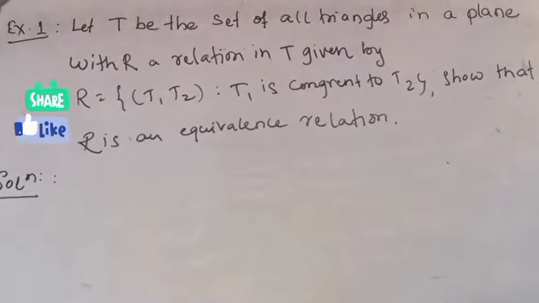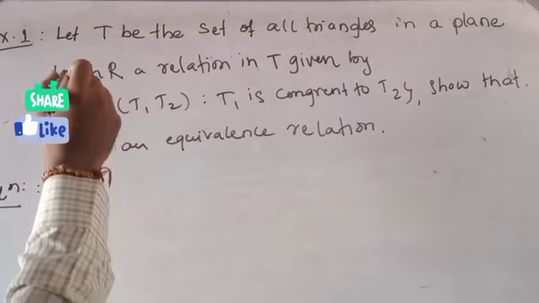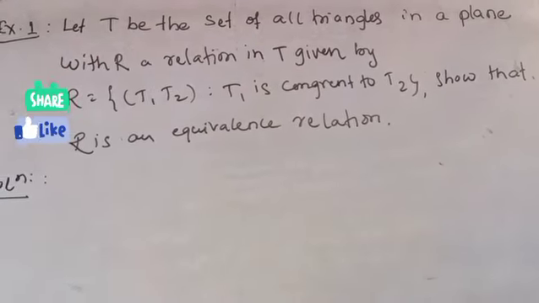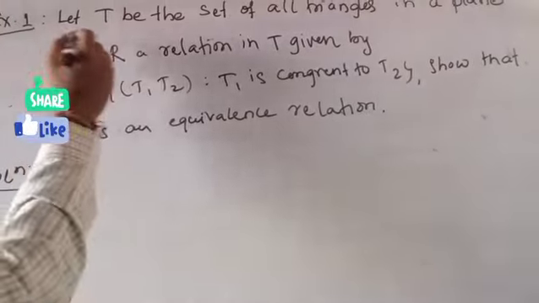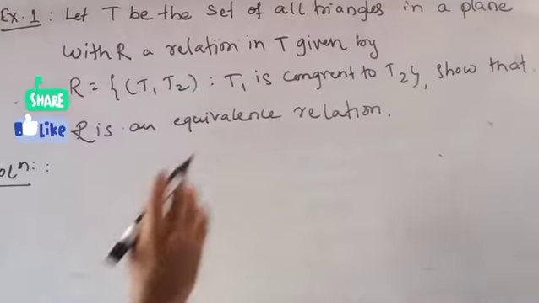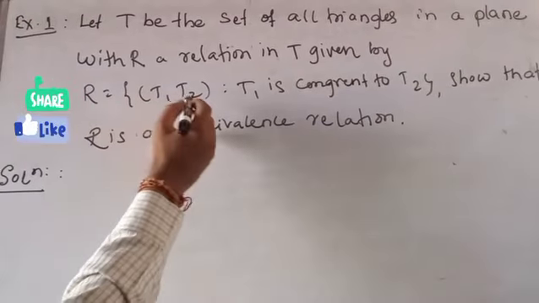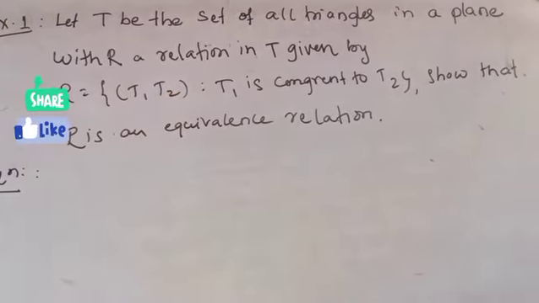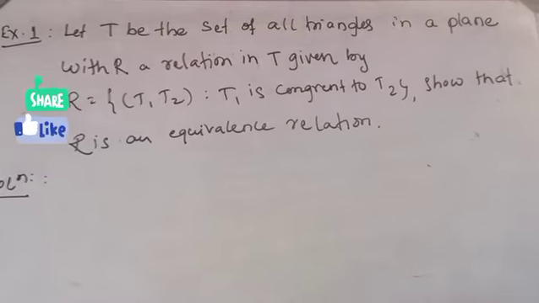Today we are going to discuss chapter 1, relations and functions. The first problem, example number 1. Let T be the set of all triangles in a plane with R a relation in T given by R = {(T1, T2) : T1 is congruent to T2}. Show that R is an equivalence relation.